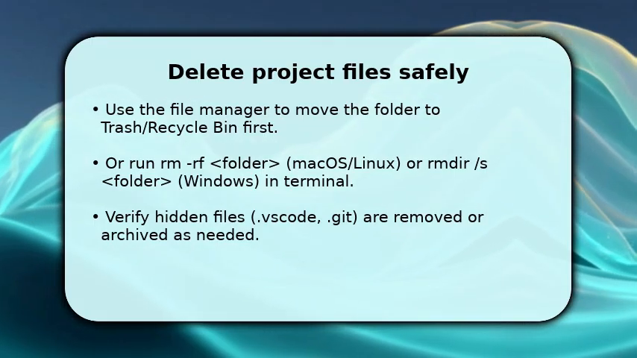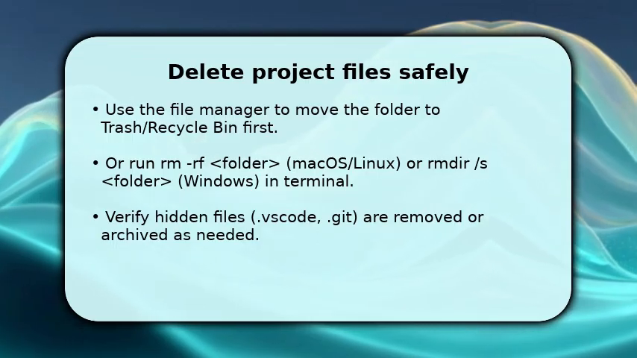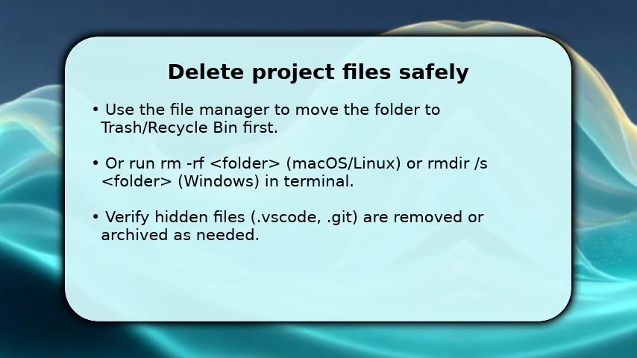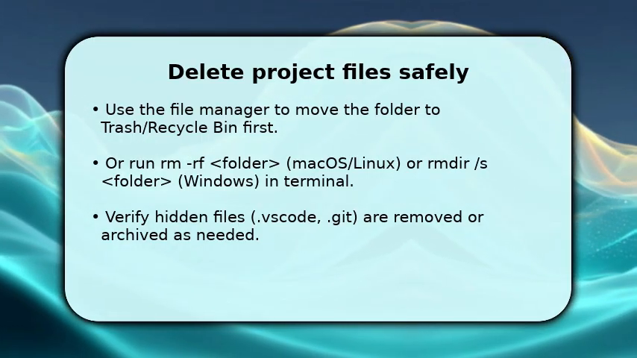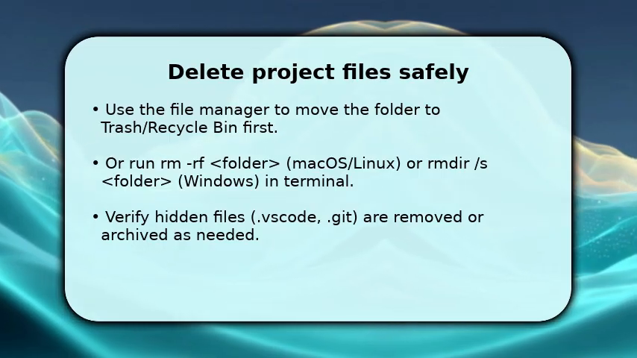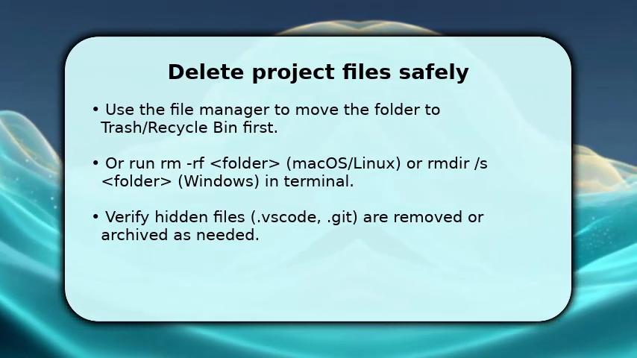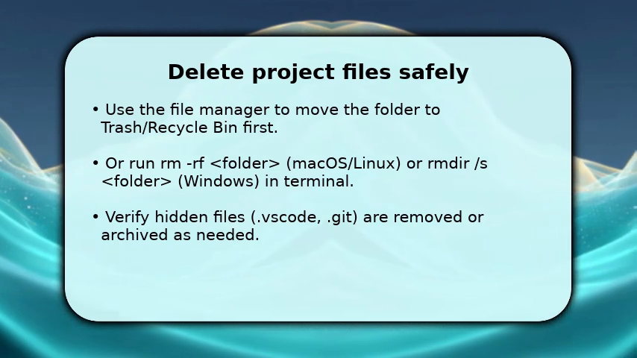Check for hidden items like .vscode or .git and decide whether to remove or archive them separately. These hold workspace settings and repository history. Make sure to empty the trash only after confirming no needed files remain, because that makes deletion permanent.